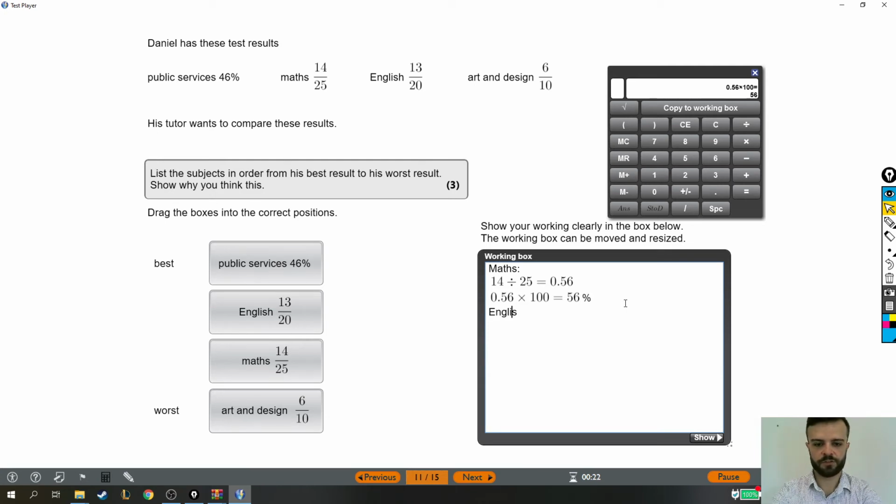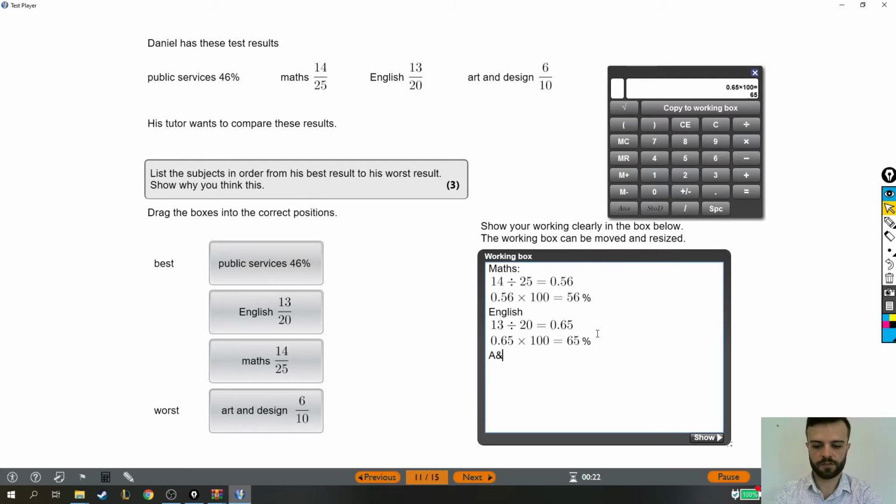We'll then do the same for English. So we will start by doing 13 divided by 20, which is this number, which we will then times by 100 to turn it into a percentage, which is 65. So English is 65%. Again, we just did top divided by bottom times 100. So top divided by bottom, 0.65, that's what it is as a decimal. Times that by 100 and you've got it as a percent.